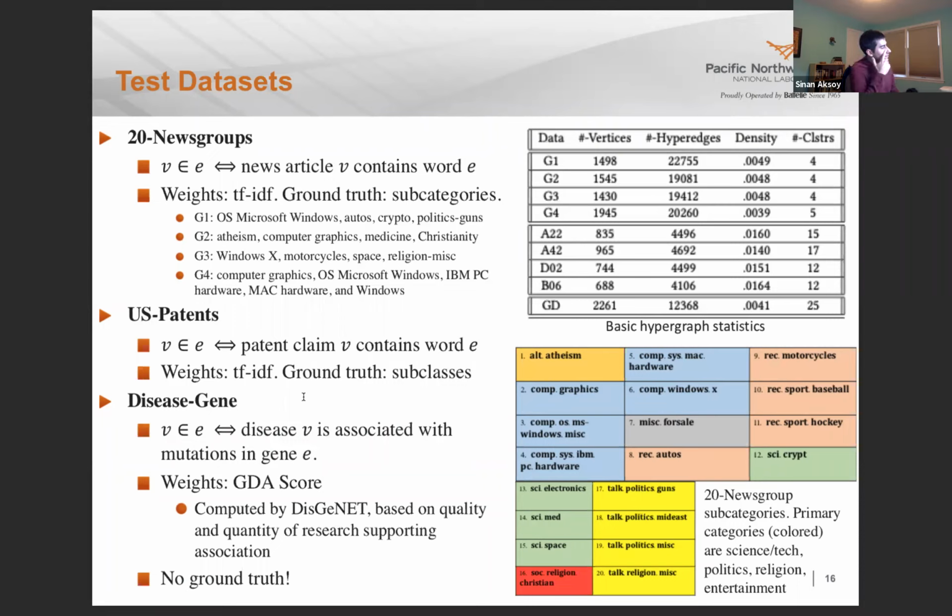And the third data set that we looked at is a disease gene data set. Here the vertices are diseases and the hyperedges are genes. The edge weights that we use in this case were given by something called a gene disease association score. This is essentially a number found by a company called DisGeNET, which reflects the quality and quantity of research supporting the association between that gene and that disease. They have some formula for how to compute this that you can find on their website. For this data set, we don't have any ground truth, so I'll mention how we decided to analyze the performance of our method there.